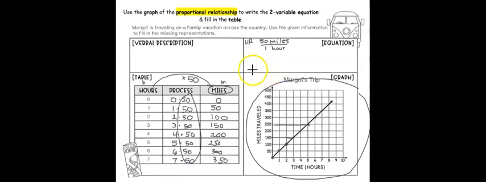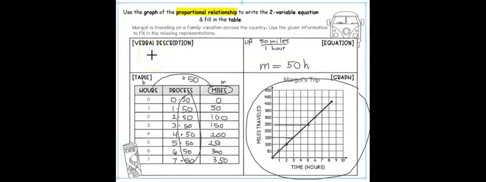Okay, so remember, we always start with the M. We always want to start with that second column because that's what we're trying to find using H. So we have M equals something times H, and that something is the unit rate, 50. M equals 50H. And the word description for that is that Margot's family travels 50 miles every hour. It's that unit rate in word form.